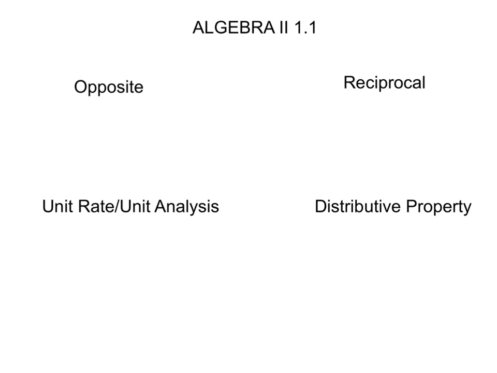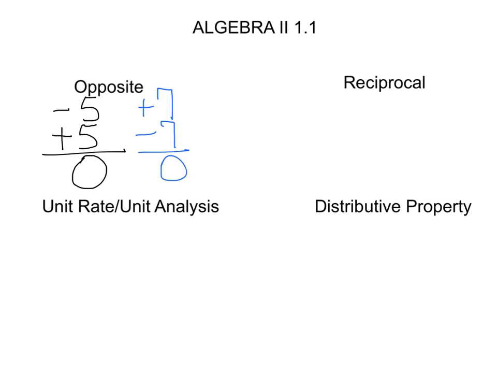Okay, the opposite of negative 5 would be a positive 5. Why is that important? Because when we add those two things together, we get a result of 0. If you have a positive 7, the opposite of positive 7 is a negative 7, and its sum is 0, and that is always going to be really important as we go on.